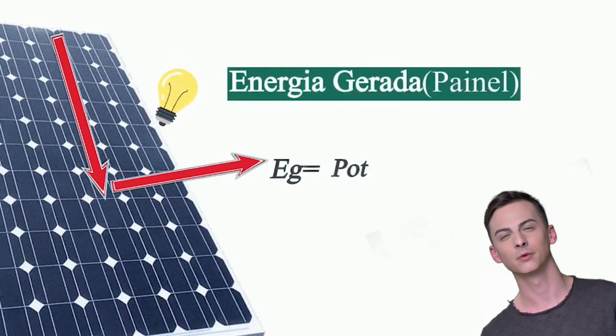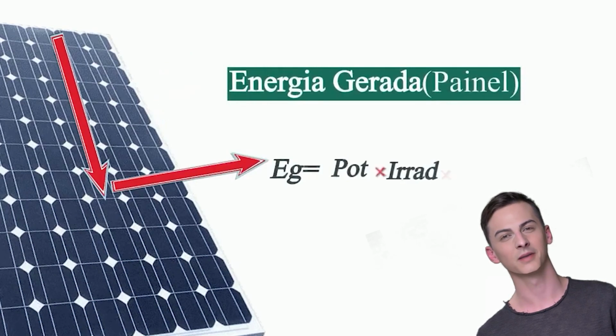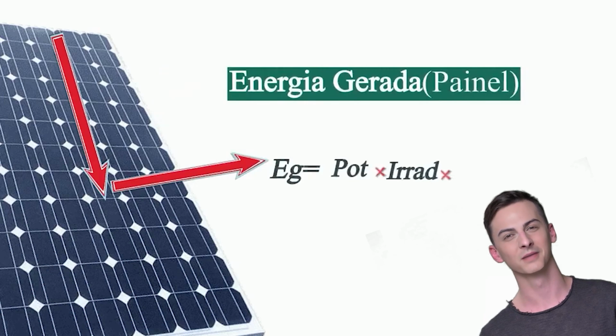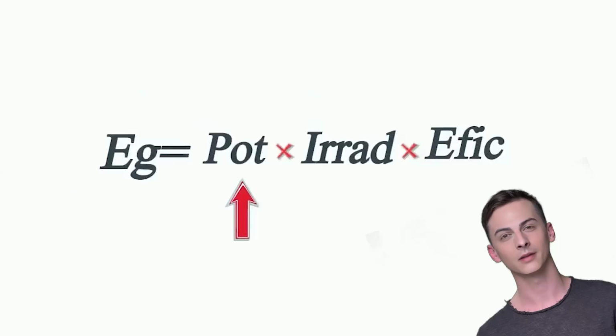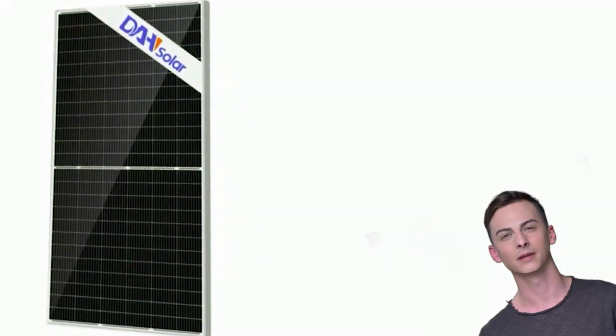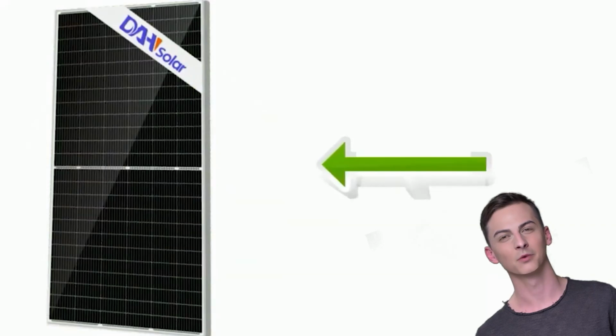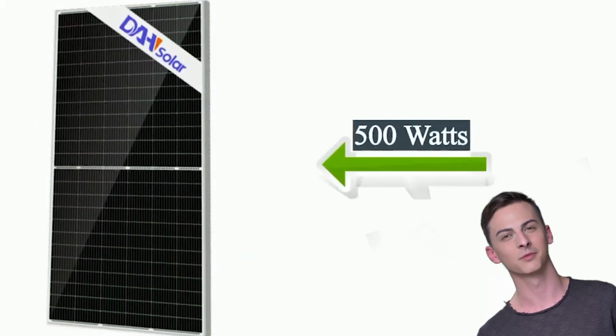Simply use this formula shown on the screen: energy equals panel power multiplied by local irradiation multiplied by panel efficiency. You probably already know the panel power, which is provided by the manufacturer when you purchase it. Nowadays, in the solar energy market, we have panels with powers ranging from 150 watts to 500 watts. In this example, I'm going to choose a 500 watt panel, the one you see here.